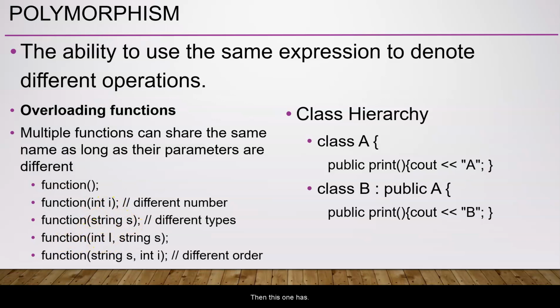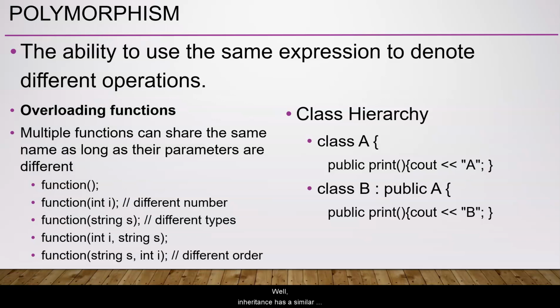Then this one has, and we have a typo, so we'll fix that. Then we have one where it has a different number of them again, and then this one has the same number, but they're in a different order. So the compiler can look at all 5 of these and distinguish which one's which, right? Which one you're calling depending upon what parameter you pass in. It knows, if you pass in no parameters, to call the first function. If you pass in a string and then an int, it knows to call the last one.